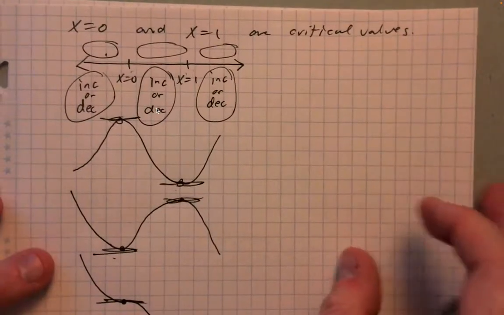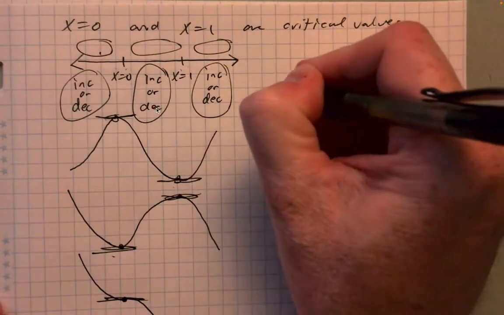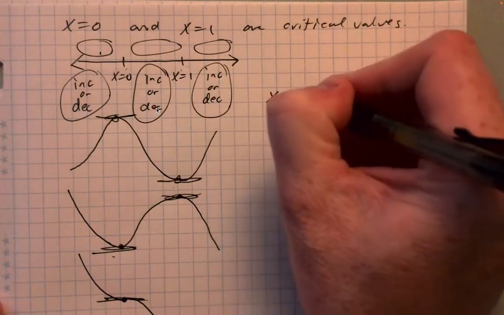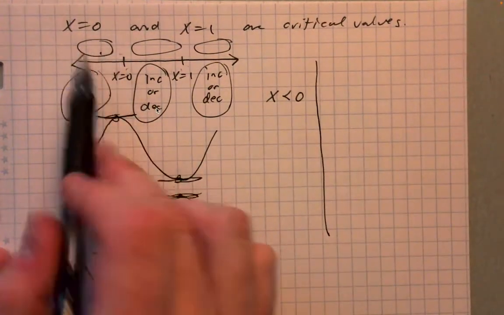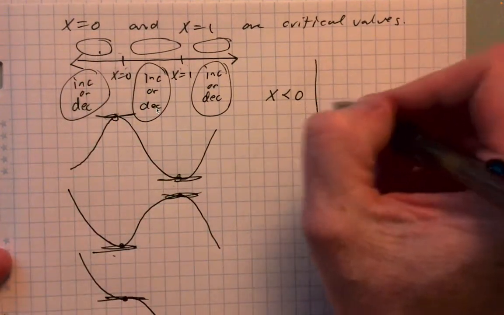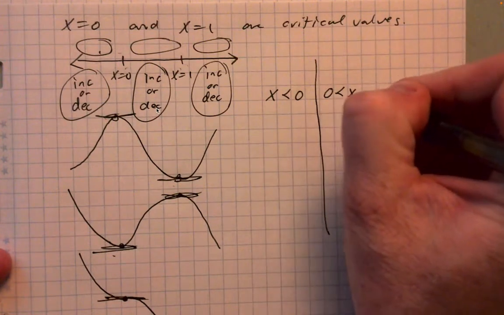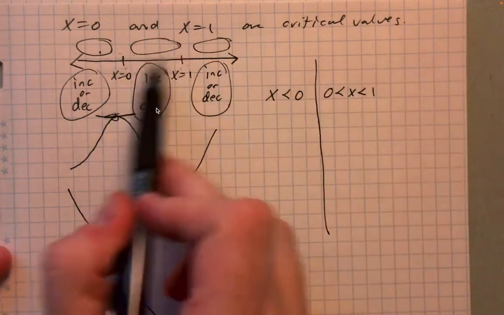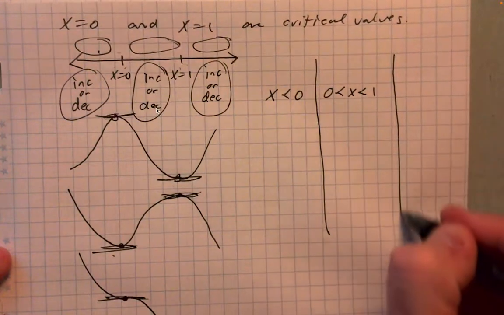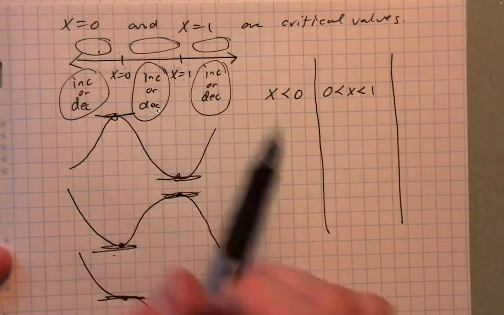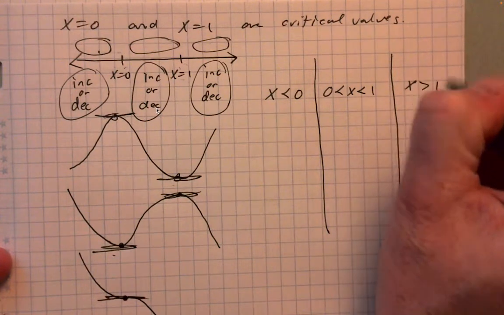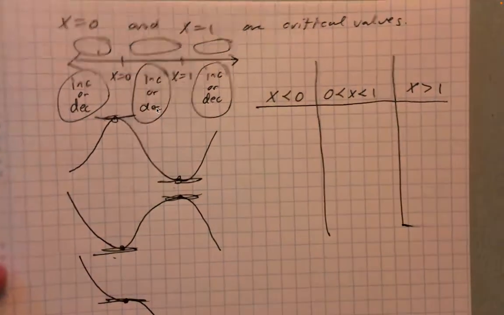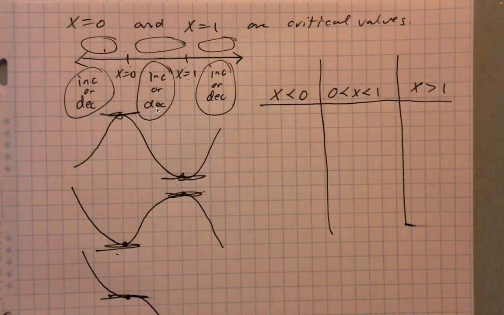What I like to do, and this is how most people do this, is define these regions. So you've got x less than 0, this part here. Then you're going to have x between 0 and 1. That's kind of here. And then you're going to have everything where x is greater than 1. Those are the regions of interest. So what's happening with the derivative in these regions? That's our question.